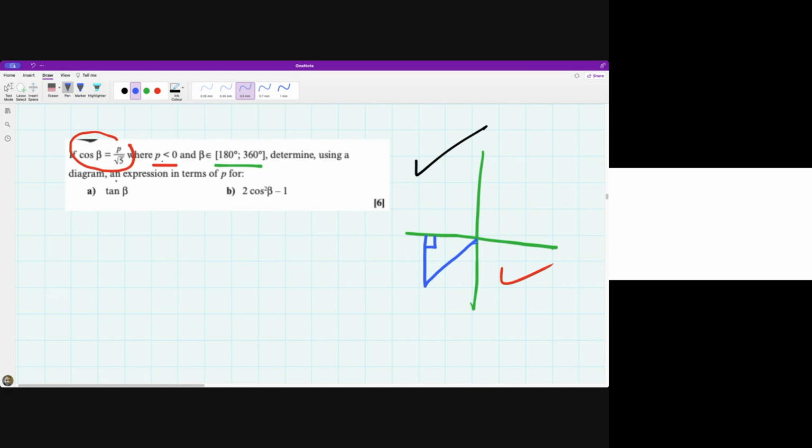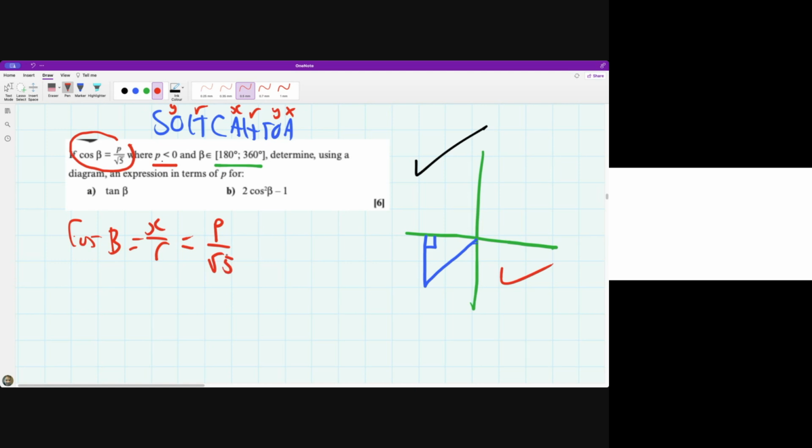Now, we need to determine, using a diagram, an expression in terms of p. So we need our SOHCAHTOA again to help us out, because otherwise it's going to be confusing. So y for that part, x for that part. Now, cos of beta is x over r, which is the same as p over root 5.